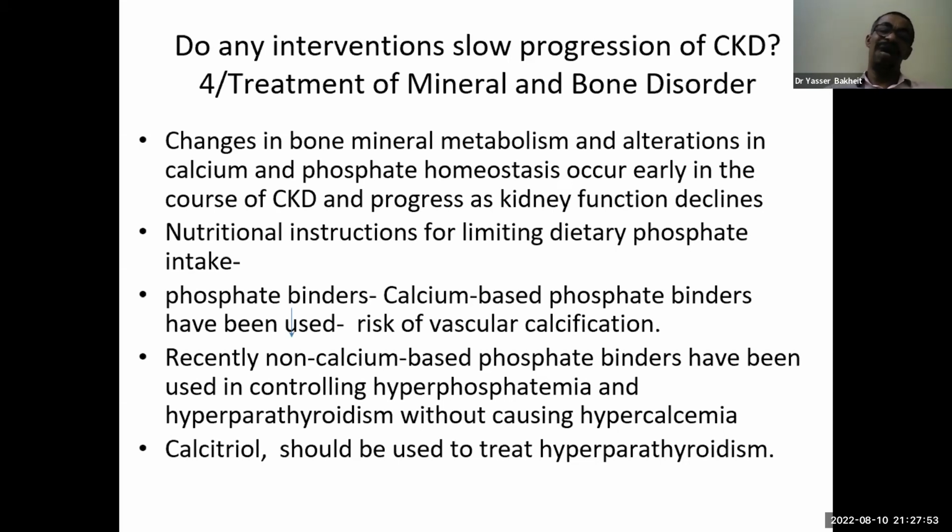to give phosphate binders, and they are two types of phosphate binders. The calcium based phosphate binder always increases the risk of vascular calcification. And recent non-calcium based phosphate binders have been used to control hyperphosphatemia and hyperparathyroidism without causing hypercalcemia. Also use the active form of vitamin D, which should be used to treat hyperparathyroidism.